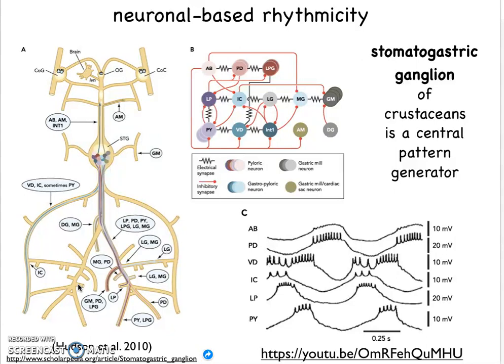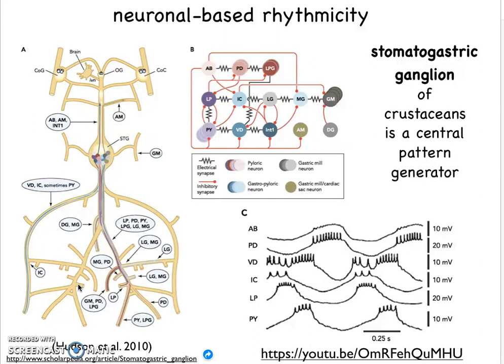As you see in this slide, one of the preparations that has been used in the study of central pattern generators is the stomatogastric ganglion of the lobster and crab, both of which are crustaceans. On the left, you see a diagram of the experimental preparation. In panel B, you see a diagrammatic representation of the various neurons involved in the central pattern generator, inhibitory synaptic coupling between them, as well as gap junctional coupling.